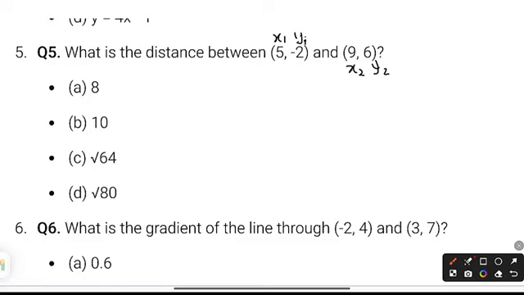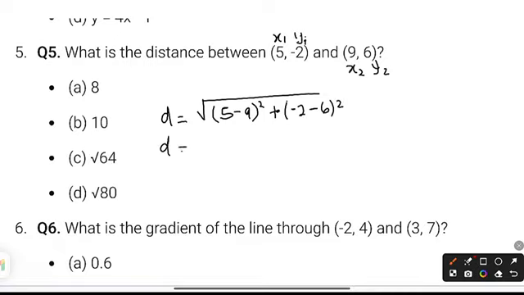We are asked to find the distance, and we've done something like that before. The distance formula is the square root of, first pick the x part. From x1 we have 5 minus the x2, that is 9. You can choose to pick x2 first before x1, either one. Then plus, let's pick the y part: 2 minus 6, all squared.